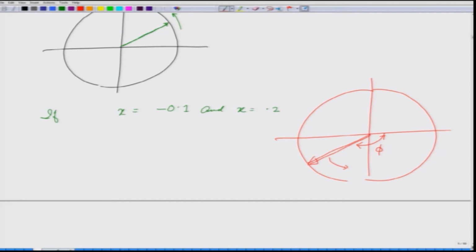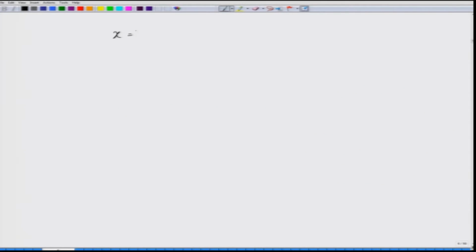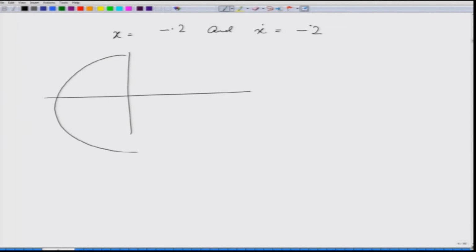Finally, if I have x equals, let us say, minus 0.2 and x dot is equal to minus 0.2, then both are negative and the phasor would be somewhere here and rotating like this. All this has been done keeping in mind that x(t) is represented by A cosine of omega t plus phi.